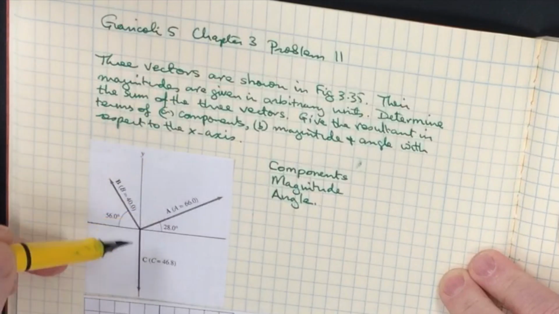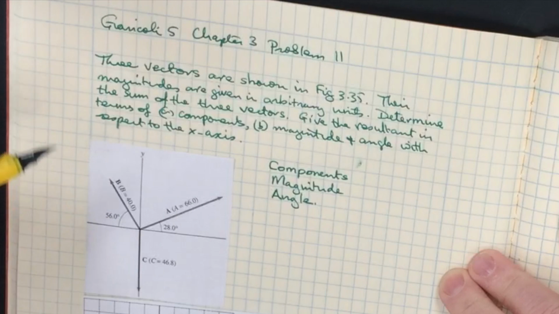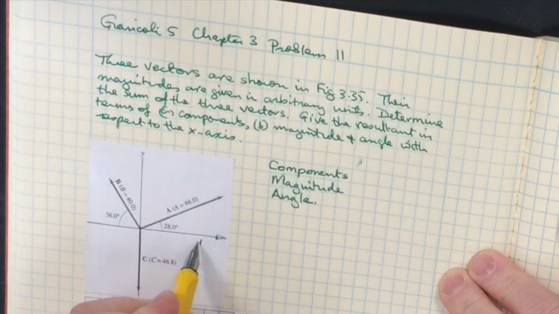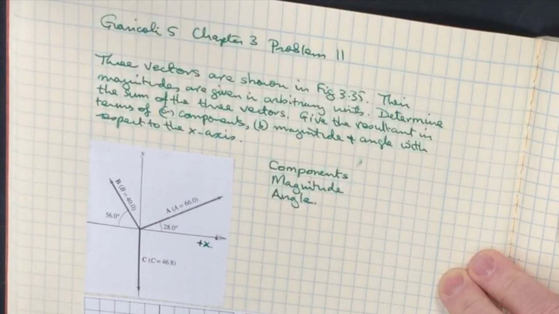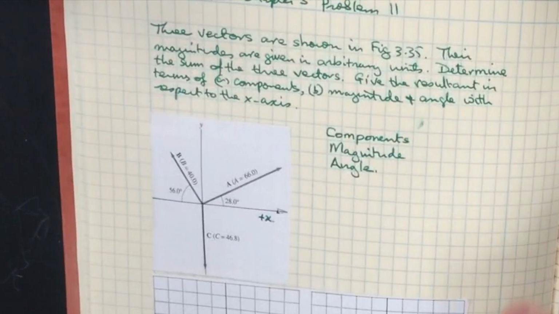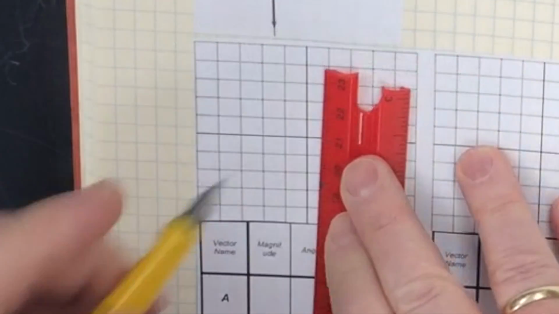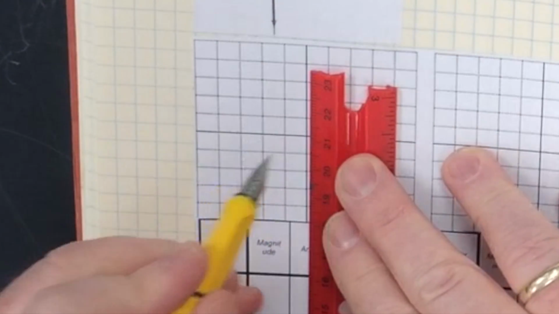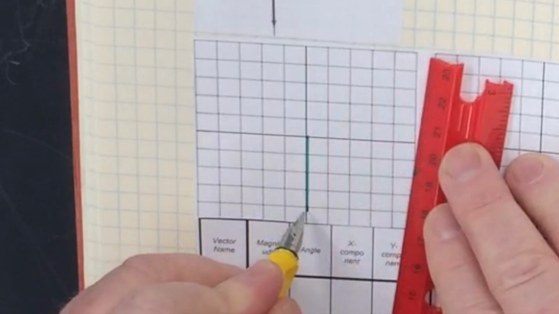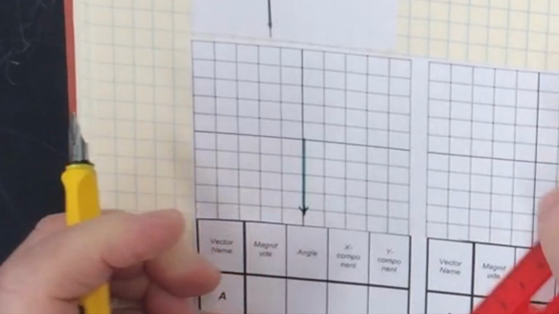That is, I've got to add these three vectors together, and to give the resultant in terms of components, magnitude and angle with respect to the positive x-axis. The positive x-axis being that one there. Now the first thing that I always do when doing something like this is to draw my own vector diagram, because it makes it easier for me to understand what I'm doing.